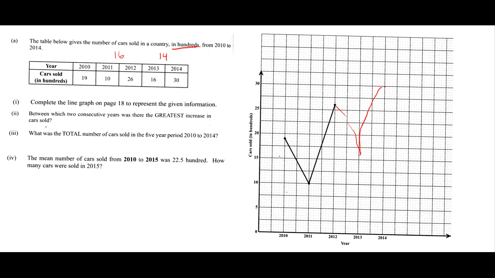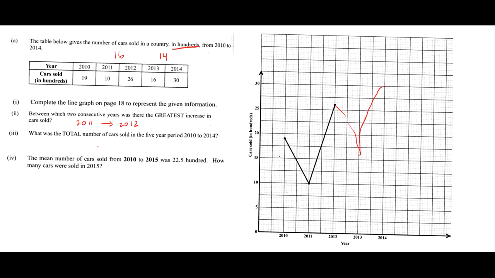So the question asks, between which 2 consecutive years was the greatest increase in cars sold? That will be from 2011 to 2012, and that is an increase of 16.